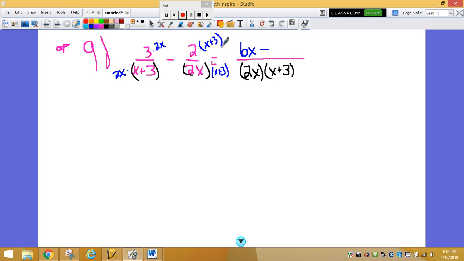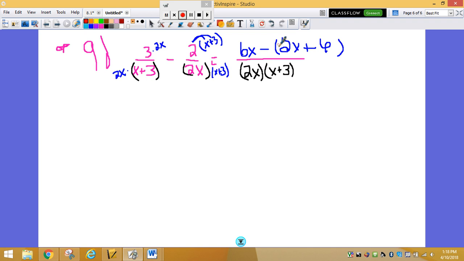Now, here is a huge part that people make mistakes on every year. This minus goes to this whole thing. So look what I'm going to do. I'm going to put a parentheses, and I'm going to distribute. 2 times x is 2x. 2 times 3 is 6. Okay? And that's not the part people mess up on.